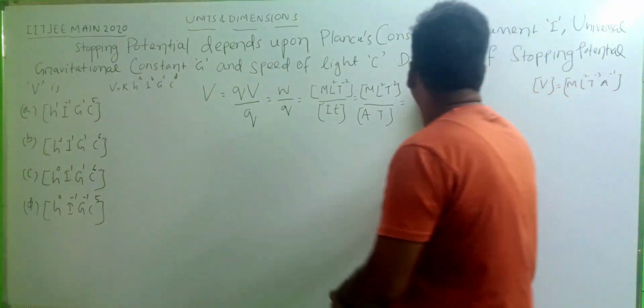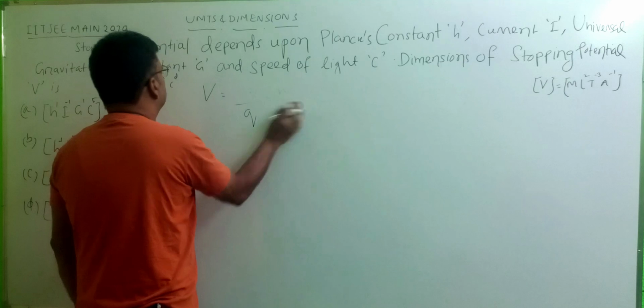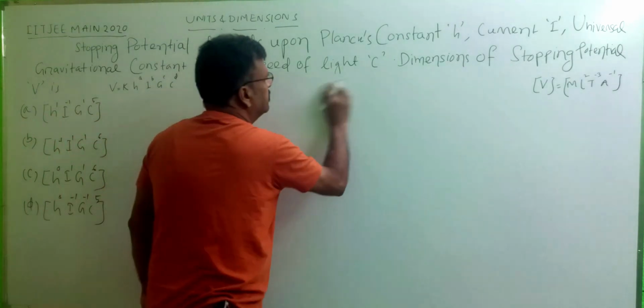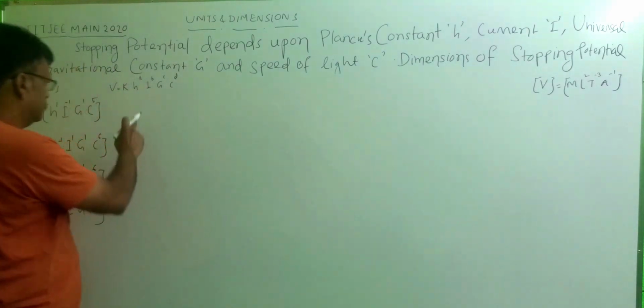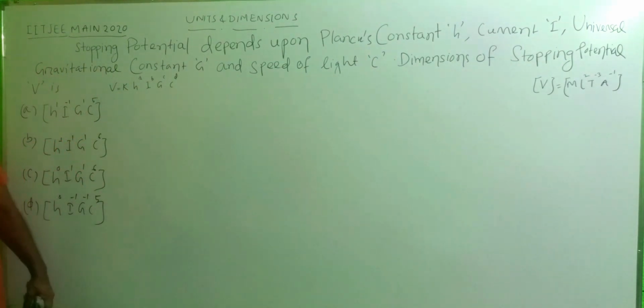Okay, students? Then the second physical quantity. What is the second physical quantity, students? That is Planck's constant h. Okay, students? This is Planck's constant h, and for h we know one formula, students. Can you tell me? Do you remember that?